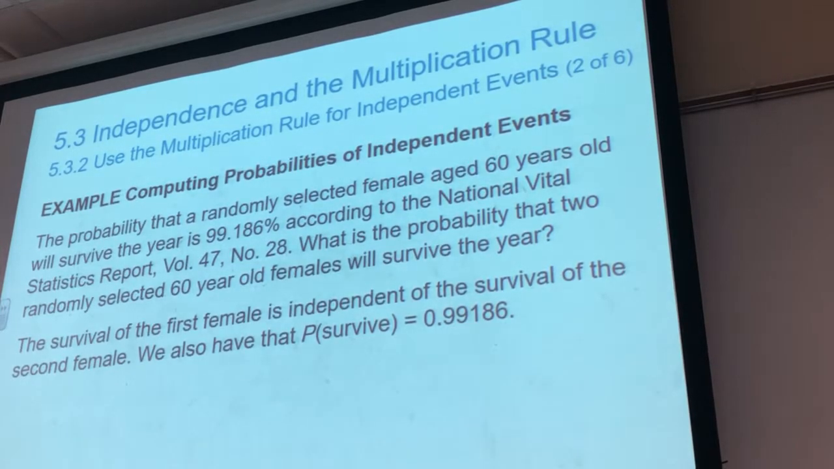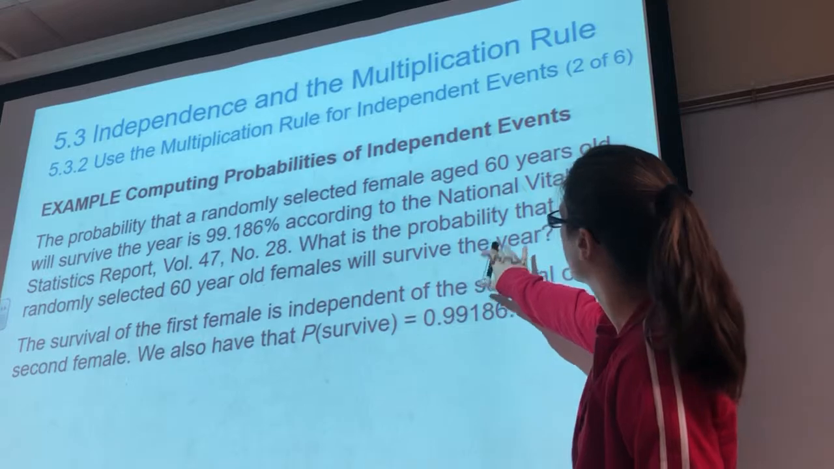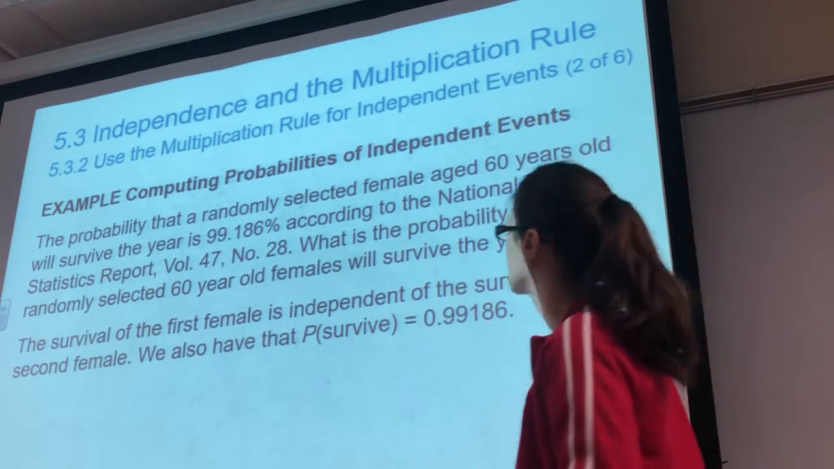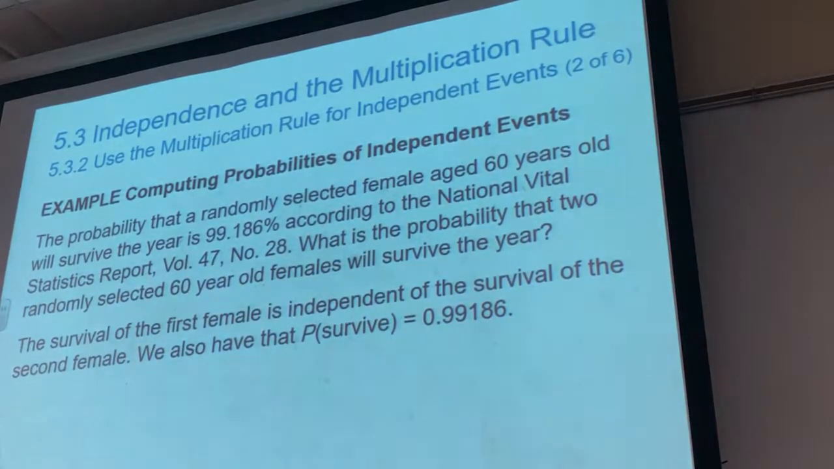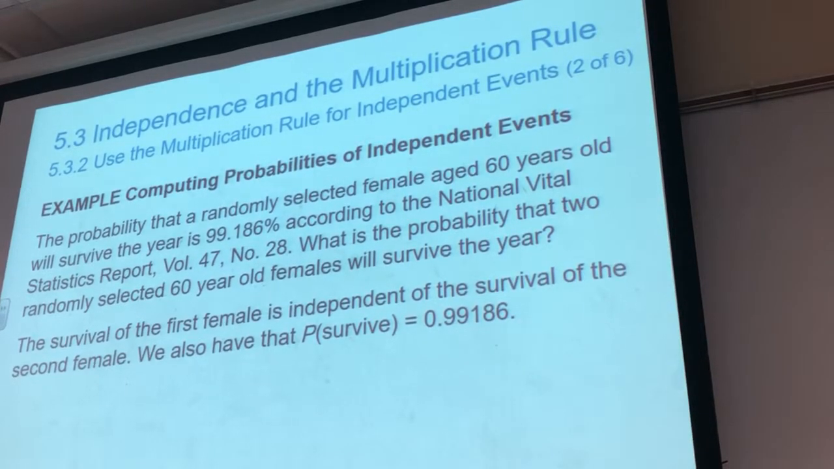So this one, it's worded a little bit funny. It says the probability that 2 randomly selected will survive the year. So this doesn't automatically look like a multiplication rule problem because it doesn't say the word and in there.